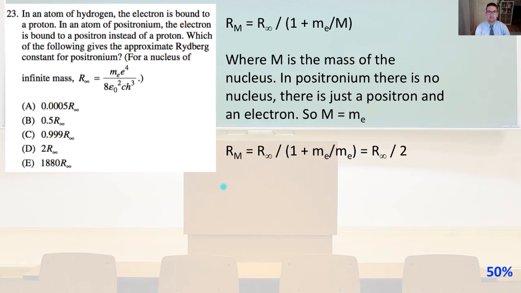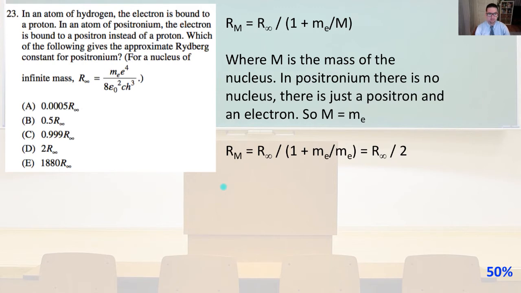And so we have R subscript M here, which we're going to say equals R subscript infinity divided by the quantity 1 plus m subscript e divided by M, where M is the mass of the nucleus. And in positronium there is no nucleus. There's just a positron and an electron. So M equals m subscript e, so the nucleus equals the mass of the electron because the positron mass is the same as the electron mass.